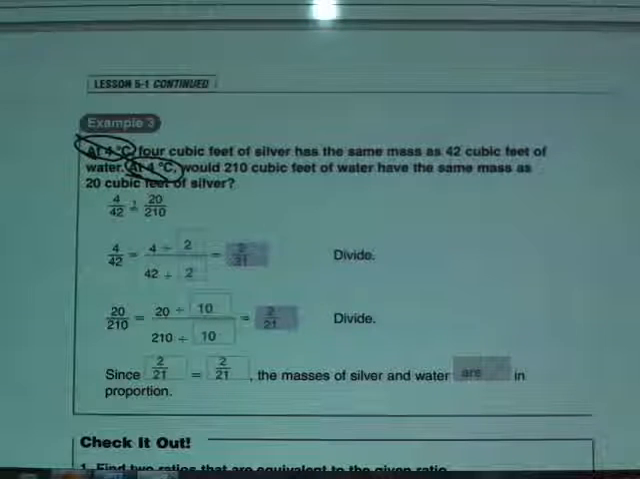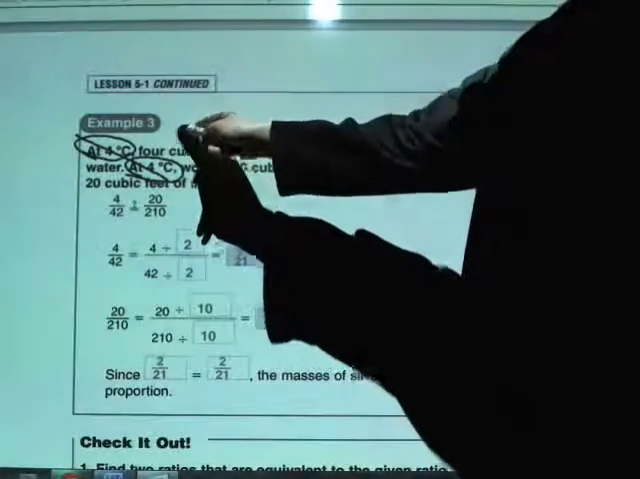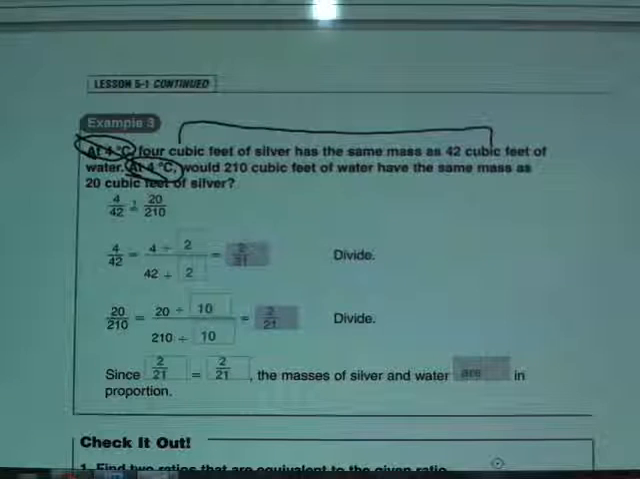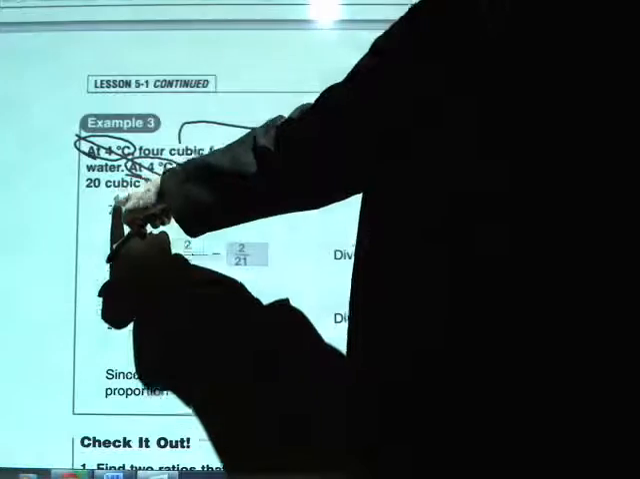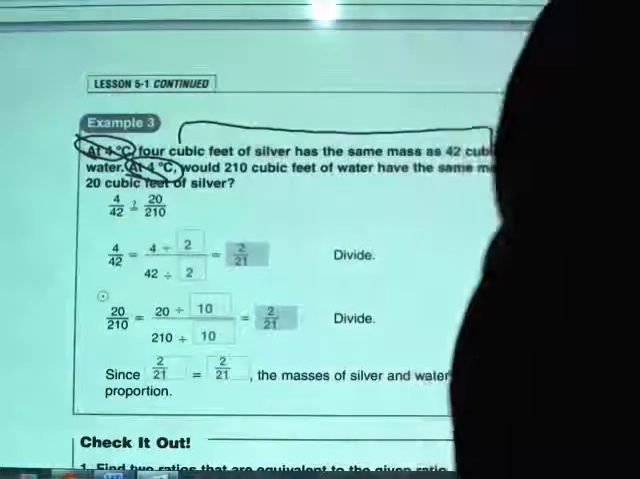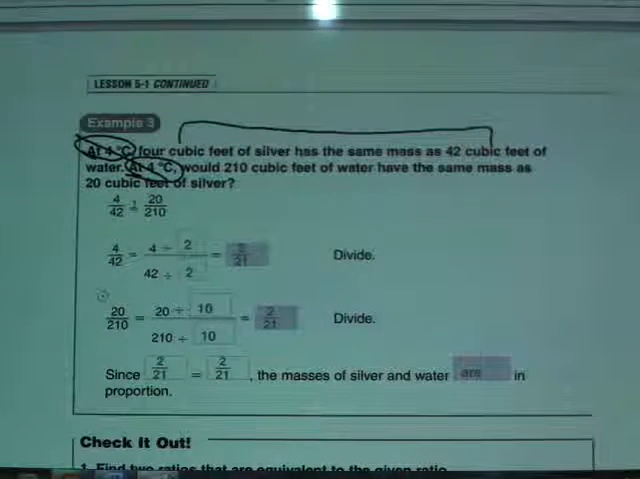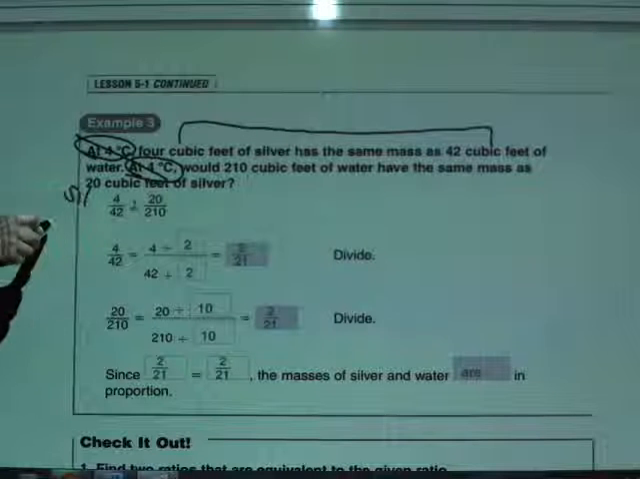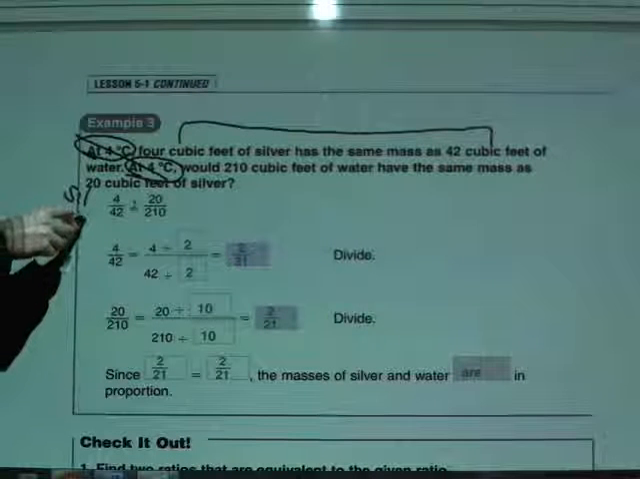All right, what we're going to use is from the first line that it says 4 cubic feet of silver has the same mass as 42 cubic feet of water. So there's our first fraction, which you can see here on the left as it's written, 4 over 42. What do those two things represent? Well, the 4 is the cubic feet of silver, and the 42 is cubic feet of water.